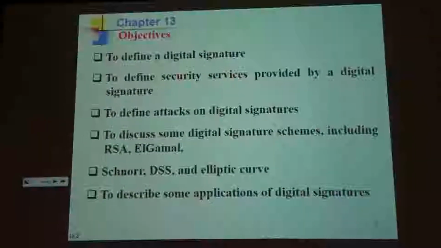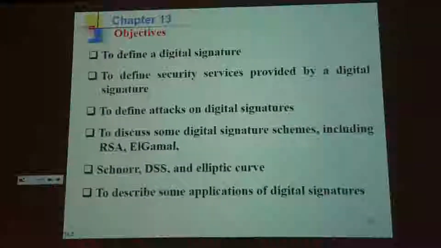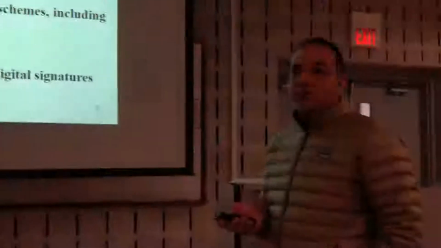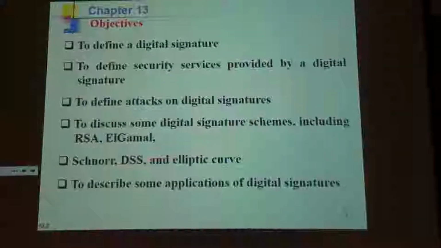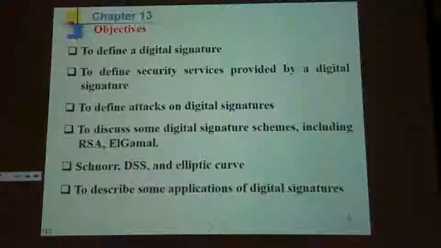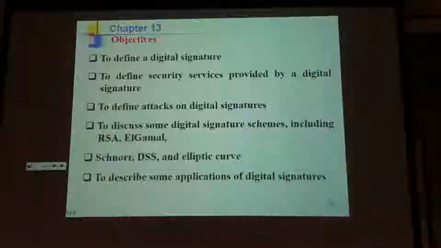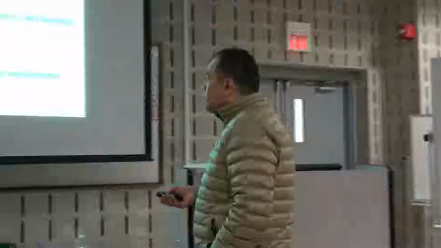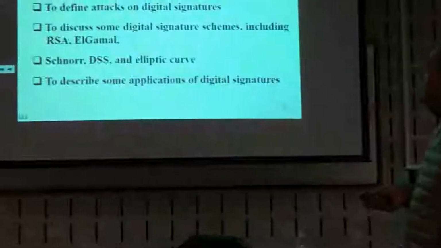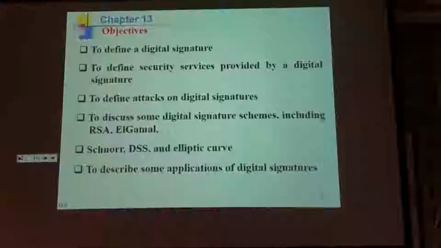So we're going to define the digital signature, then define security services provided by the digital signature. Remember, in the first lecture we talked about services and mechanisms. We'll define the attacks on digital signatures. Then we discuss digital signature schemes, including RSA and ElGamal. There are a few protocols that we have learned, and we know how they work, but now we use them for digital signature, not for encryption. We'll talk about Schnorr, DSS, and elliptic curves, also used in digital signatures. And then we'll talk about some applications.